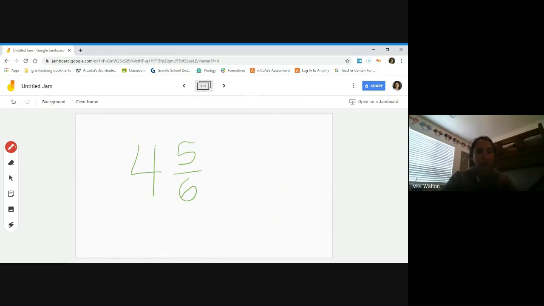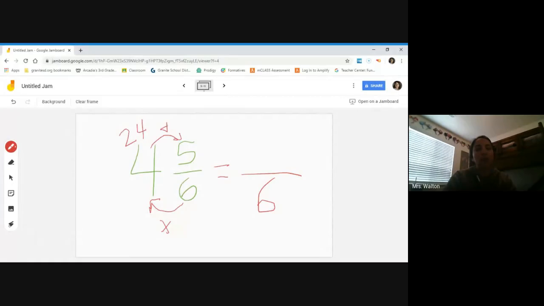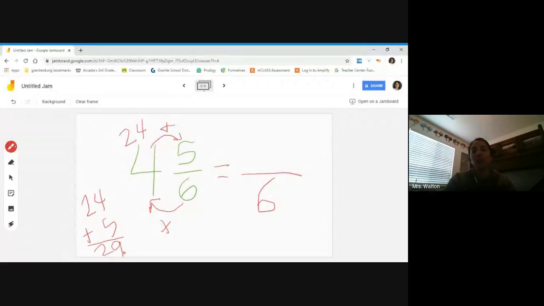6 times 4. So remember your circle, you start at your denominator, and if you want to write 6 as your denominator before you keep going, that works too. 6 times 4 is 24. And then you take your 24 and you add 5. 24 plus 5, 4 plus 5 is 9. So you're going to get 29/6. 29/6 is your answer. Any questions on that?